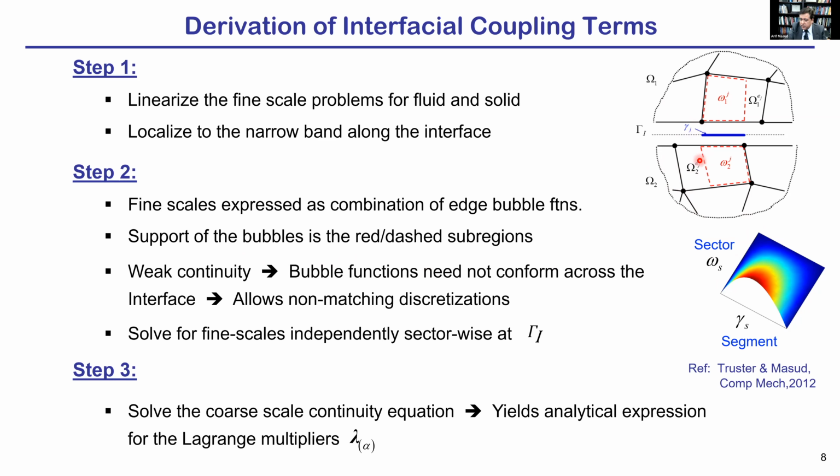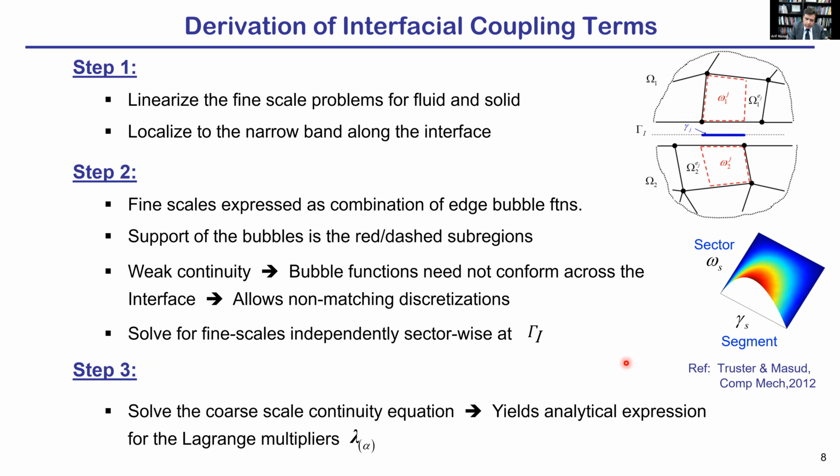And since we are not enforcing the continuity of the field, we have the luxury to have non-matching meshes at interfaces. All you need to do is make sure that we create these segments by projecting the nodes on both sides. And then we do this integration segment-wise. We solve it segment-wise. And that's the only thing that is needed to couple the two together. So we solve for the fine scales independently, segment-wise, from the fluid and from the solid. And we will get the fine scale expression for velocity from the solid and from the fluid, but in terms of the Lagrange multiplier, which is an unknown.